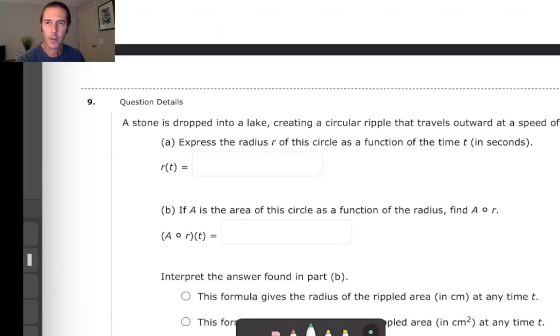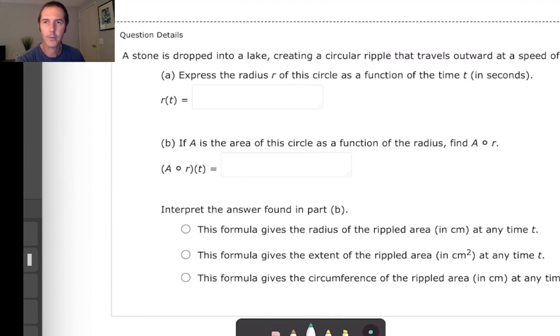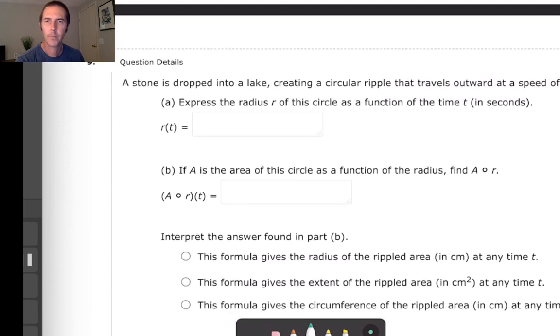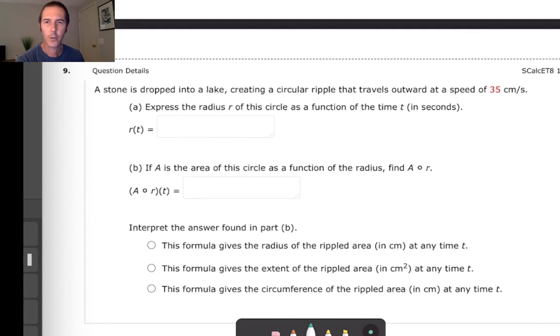I think we only have a couple of questions left. This one's number 9. A stone is dropped into a lake, creating a circular ripple that travels outward at a speed of 35 centimeters per second. Express the radius of this circle as a function of the time t in seconds. Express the radius as a function of time.